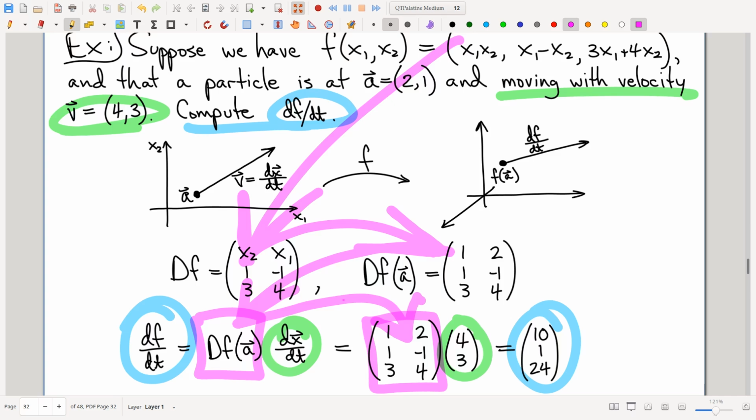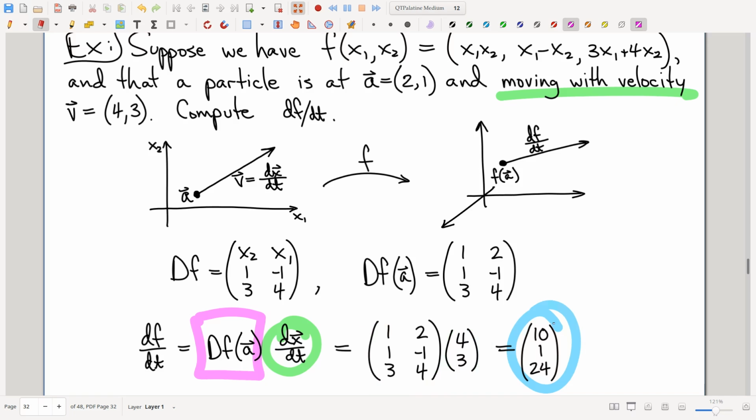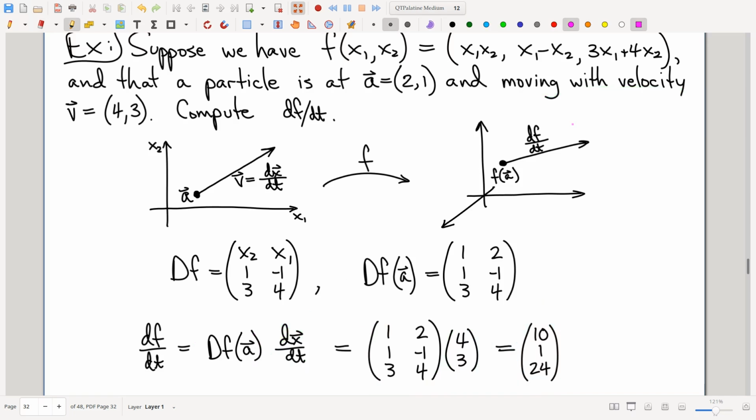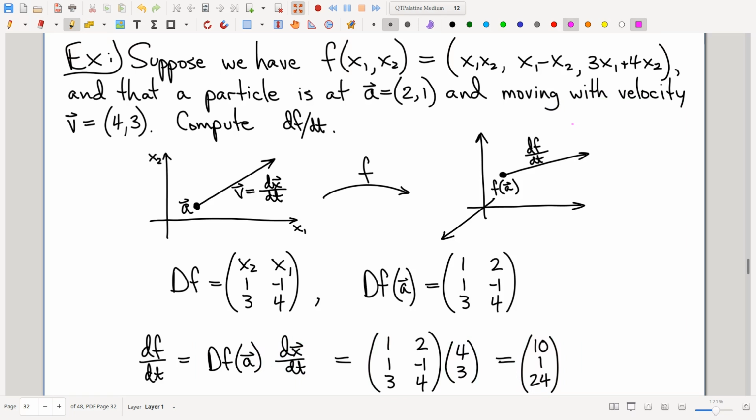Yep. How'd you find x2 and x1? Do what now? How'd you find x2 and x1? Oh, yeah. So we are at the point 2, 1, and that means that the point where I need to evaluate is 2, 1, which means I guess I didn't write it down anywhere, but when I compute these partial derivatives, x1 is 2, x2 is 1. Plug those in to get this. Okay. Yeah. Okay. All right.